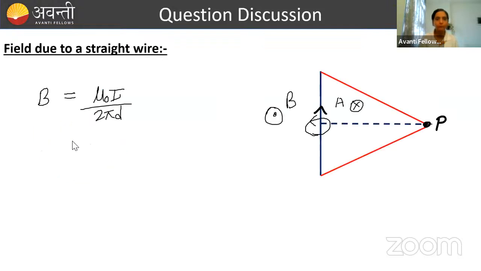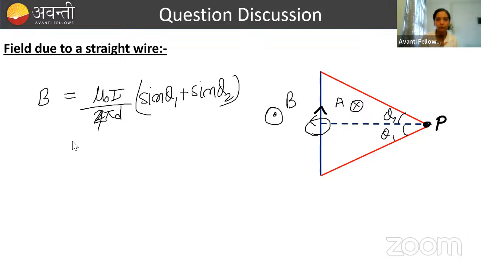So the formula is mu naught I by 4 pi d into sine theta 1 plus sine theta 2, where theta 1 and theta 2 are what? This is your theta 1 and this is your theta 2. Then why is this theta 1 and this theta 2? Why not this one theta 1 and this one theta 2?